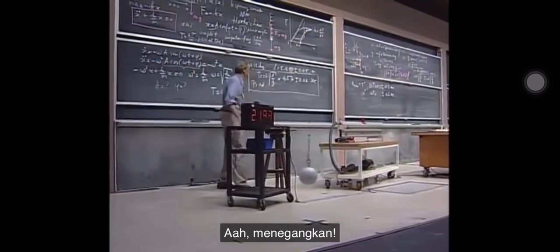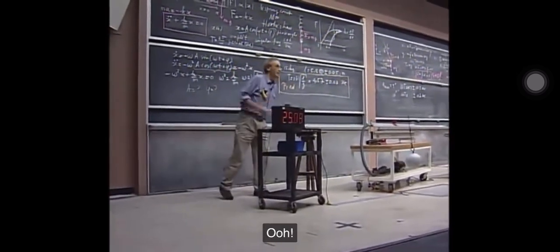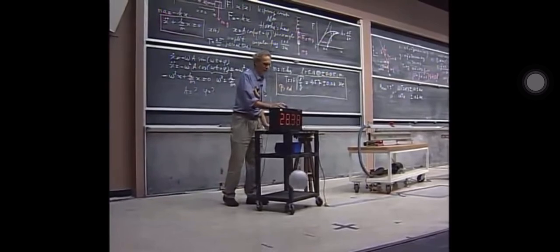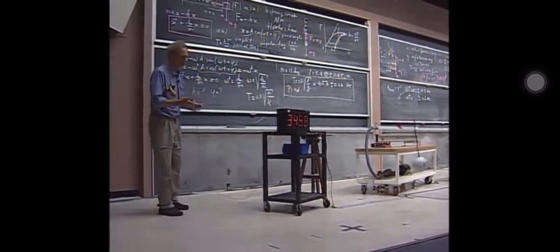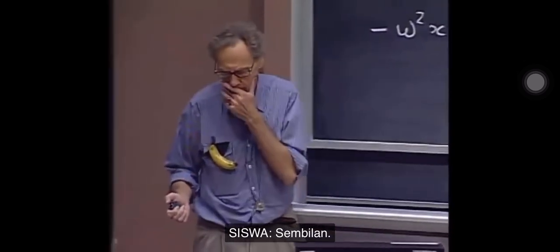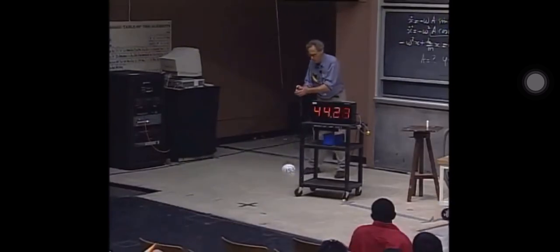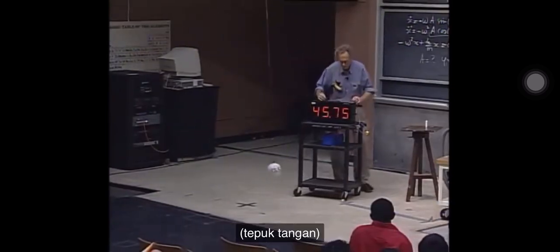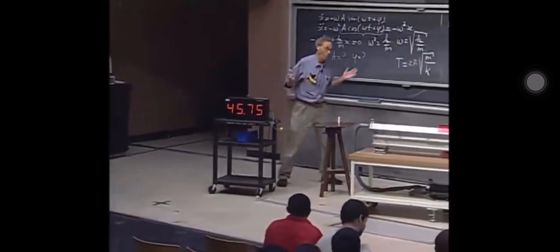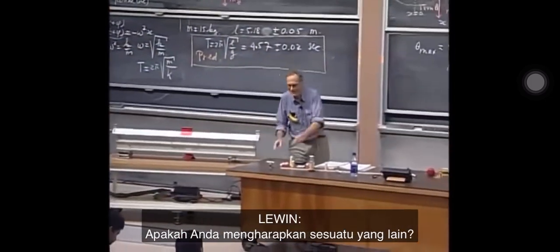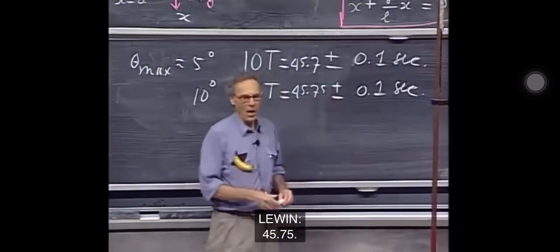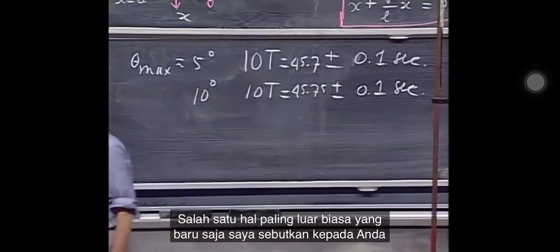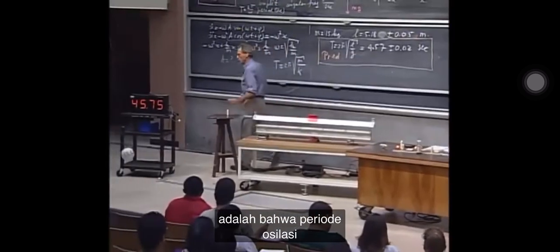Nerve-wracking. Where are we now? 7. Did you expect anything else? 45.75.